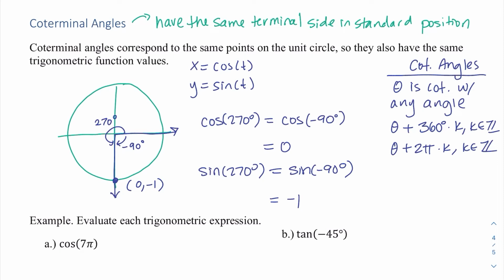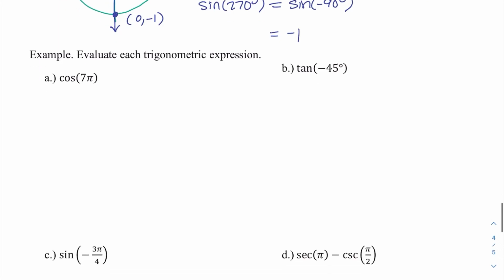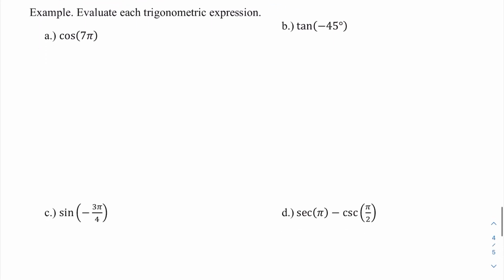So let's evaluate the following expressions, kind of putting everything together. Let's look at cosine of 7 pi. How could I do that? Well, I could find a coterminal angle that's on the unit circle, but sometimes it's just easier to draw it out. I know a lot of people are visual learners. You like to just kind of see it. And a lot of times it's possible to do that.